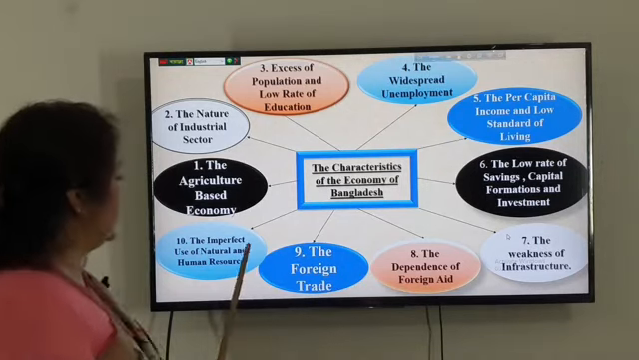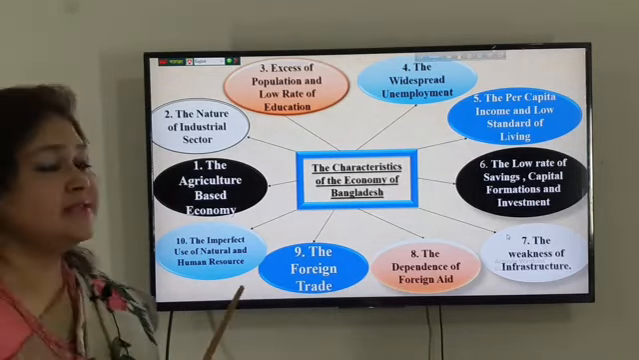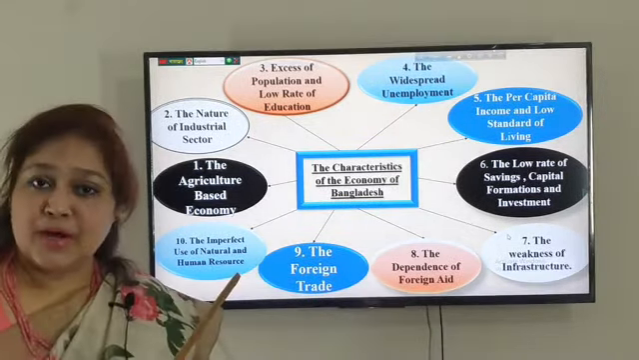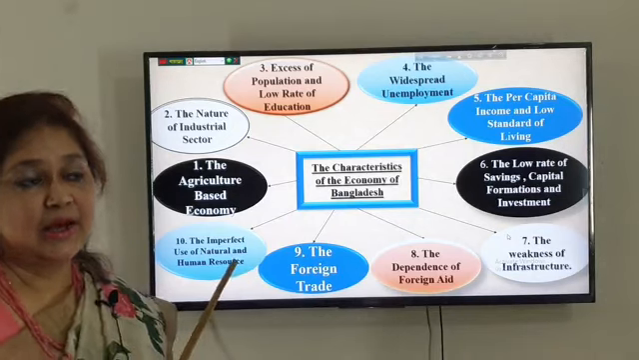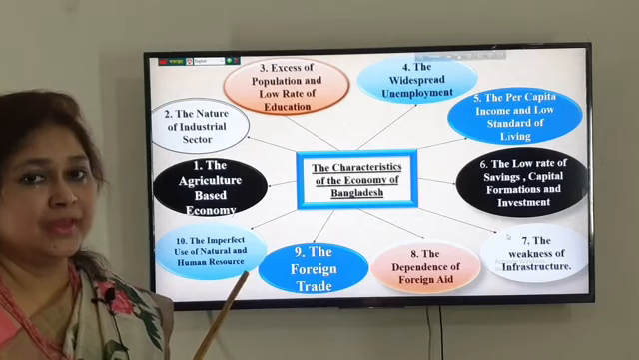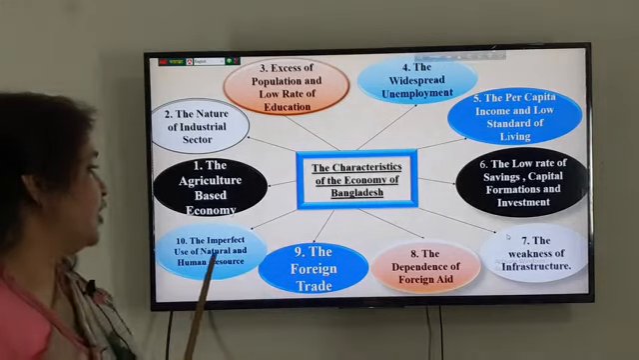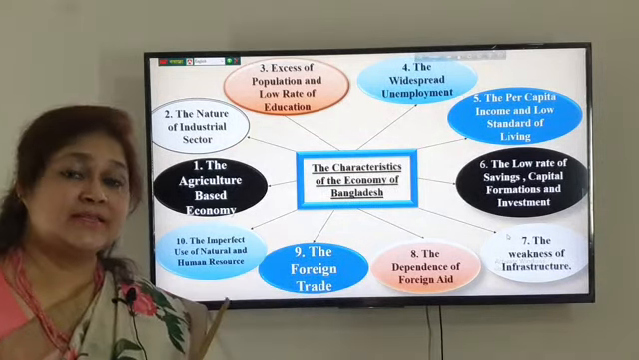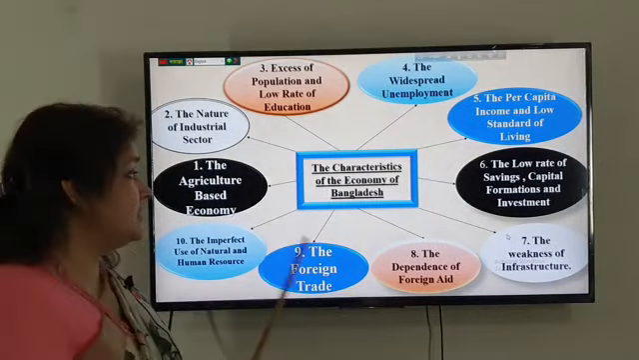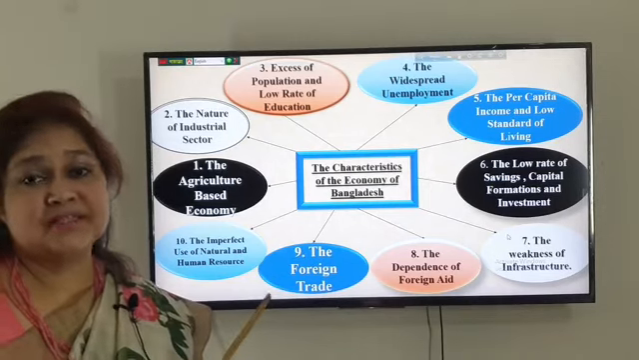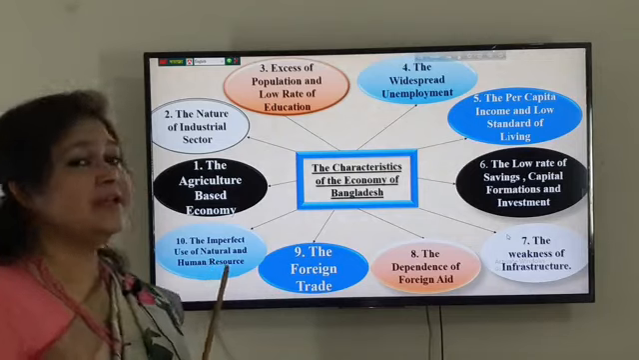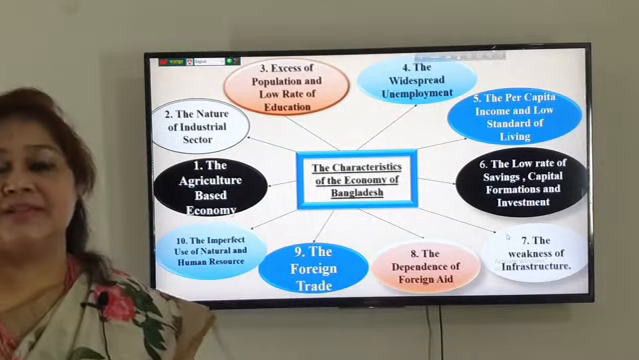Since ancient times, our economy has been counted as an agro-based economy. And here 40.60% of the manpower of our country are directly engaged in agricultural activities.